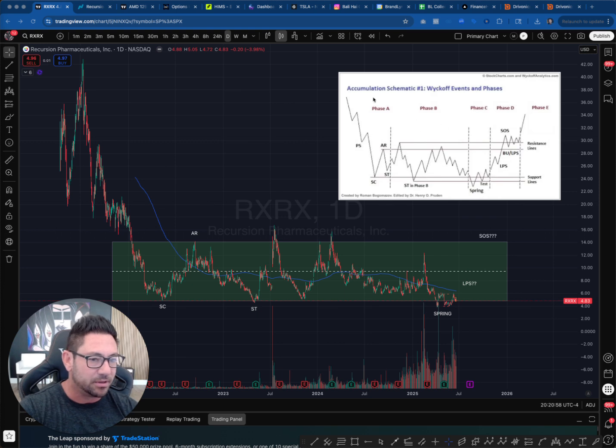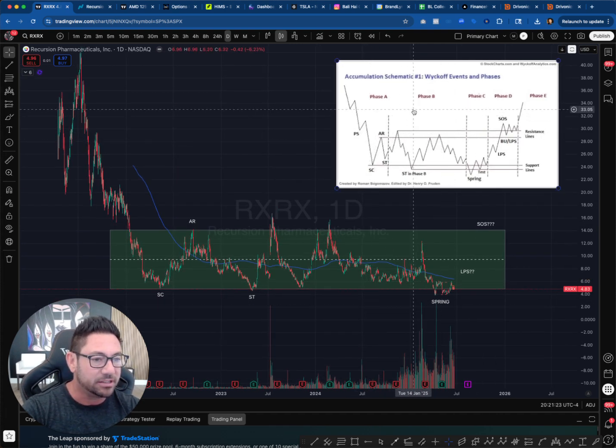One, I'm going to put up the accumulation schematic number one, which this matches pretty darn close. This thing had gone up to a high of about 44, and it's now down to $4.83. But some interesting things are happening here, and that's obviously on sale at about 90%. So for that reason alone, it gets my interest. But there's a couple other things I want to show you in the chart.